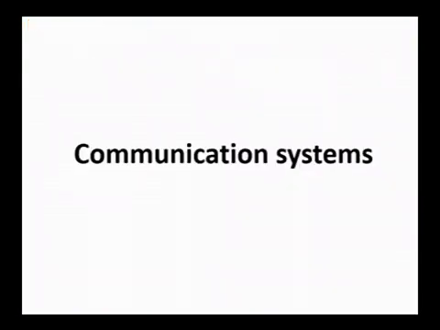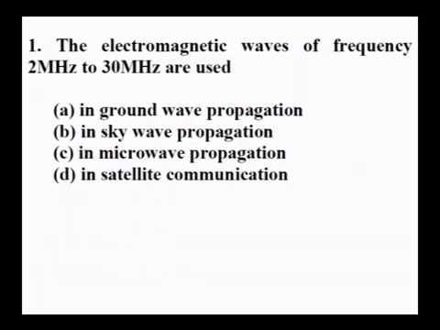Now coming to the next topic, communication, few questions are here. The electromagnetic waves of frequency 2 megahertz to 30 megahertz are used... Now since this is more than 2 megahertz, it cannot be ground wave propagation, this is ruled out, and 2 to 30 megahertz will be used in skywave propagation, you can go for it. Microwave and satellite, they go for the gigahertz range, much higher than that.